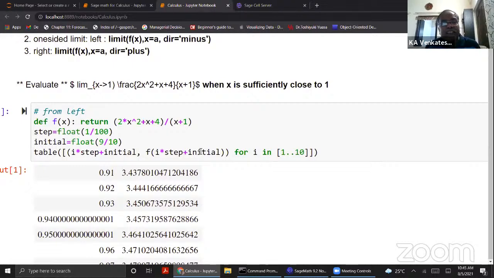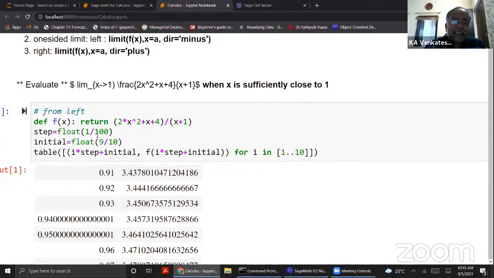Function definition is known to you. I can write directly f of x. When I write it this way, it's a function, and I can substitute various values of x. Now look at this line: i times step plus initial. I starts from some value, and step is 1 by 100, that is 0.01. Plus the initial value, float 9 by 10, 0.9. So this is the value for which we have to compute f.